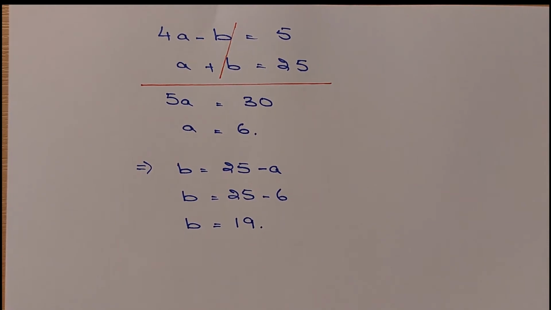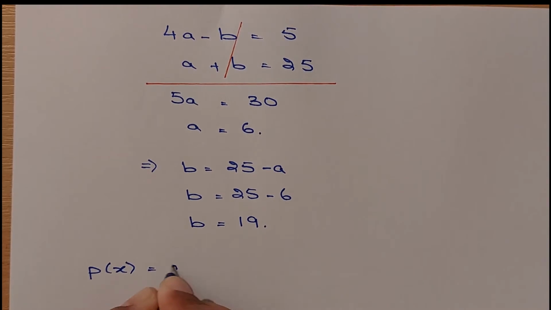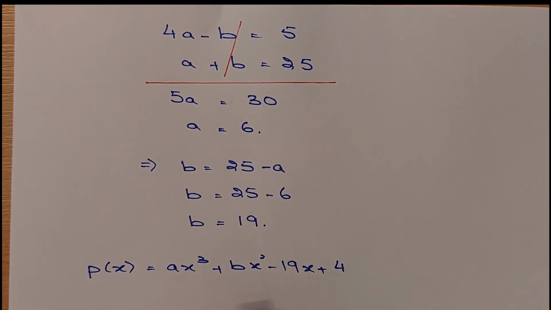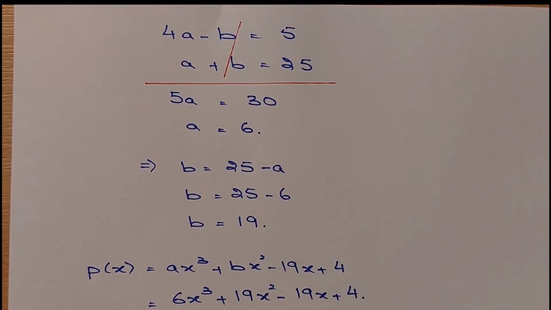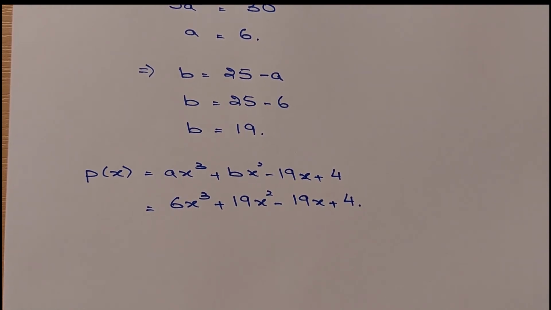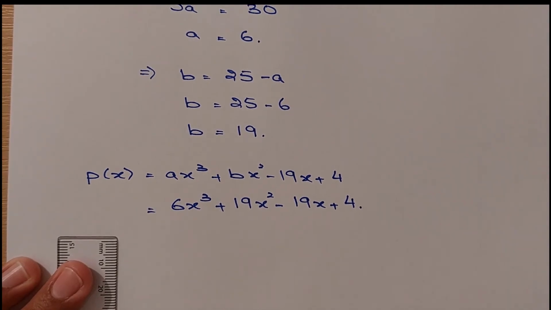So let me substitute it back into the polynomial. So p of x is equal to ax cubed plus bx squared minus 19x plus 4. So this is going to be 6x cubed plus 19x squared minus 19x plus 4. This is the polynomial p of x, and we have been given the information that it has a factor x plus 4. So we have to use the synthetic division method here to factorize it.